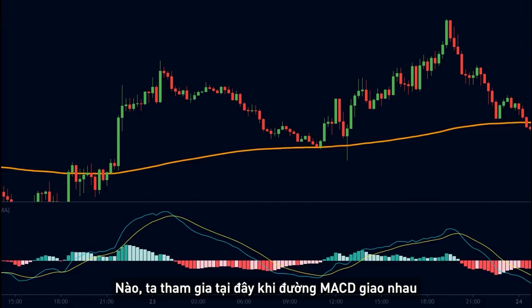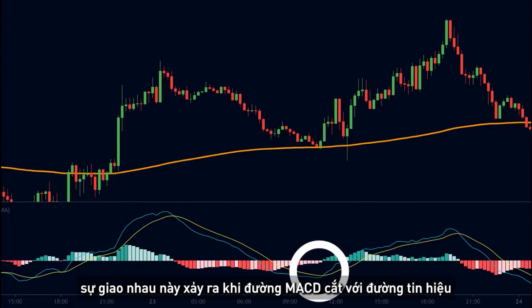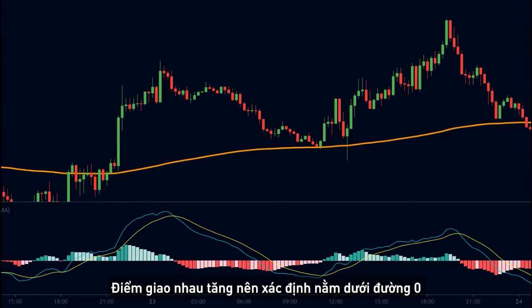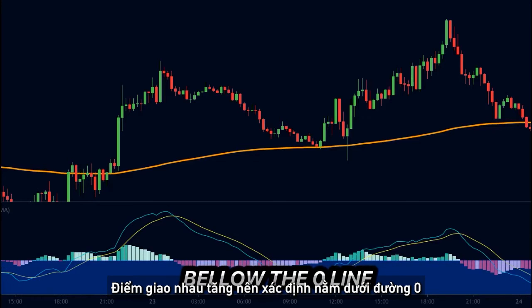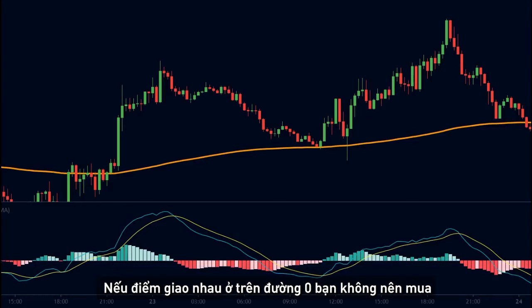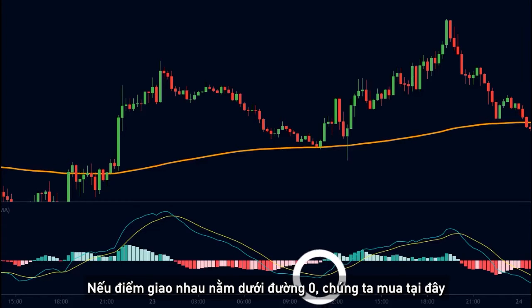Now, we will enter a buying position when the MACD gives a bullish crossover. A bullish crossover occurs when the MACD line crosses above the signal line. The most important point here is that the bullish crossover should occur below the zero line. If the crossover occurs above the zero line, then we will not buy. But since the crossover occurred below the zero line, we will buy here.